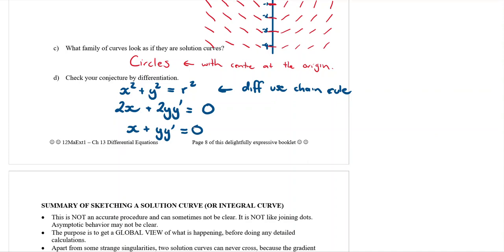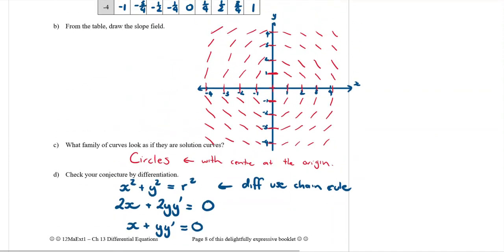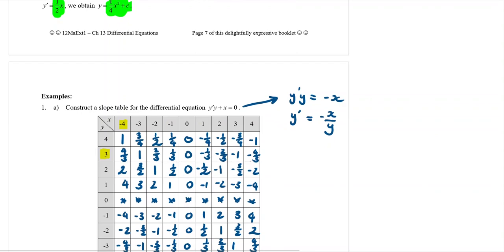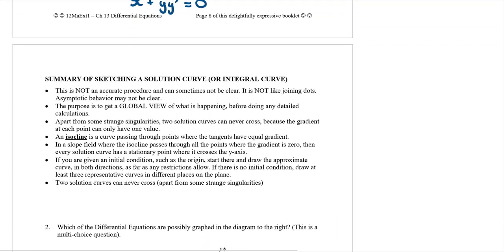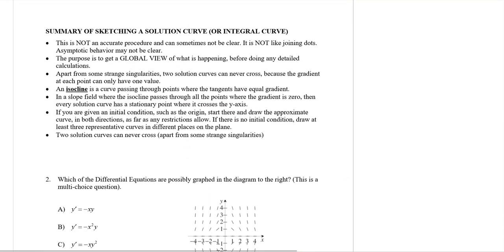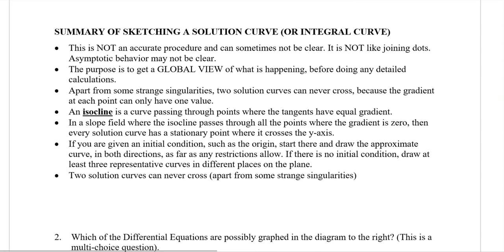Look back to the top of the page at the original thing that we were given. It was around the other way. It was y dash y plus x equals 0. We will, but not yet.